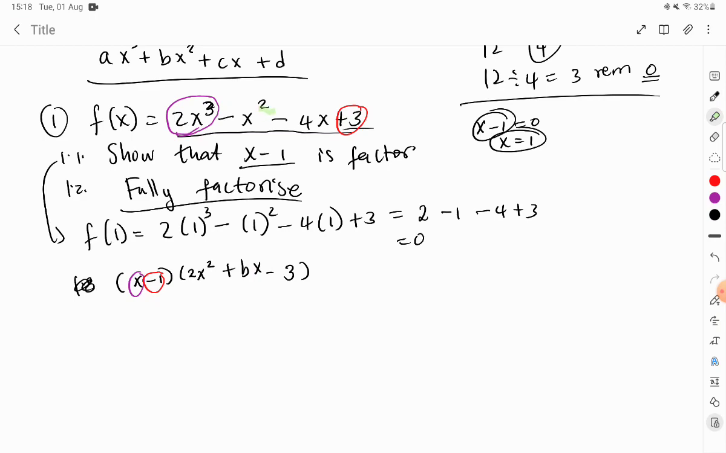To find bx, it's actually simple. So you've got two choices. You can either use minus x squared or you can use minus 4x. I prefer using minus x squared, it's quicker. So what you're going to do is you just write minus x squared. Then you go back to your expression. Okay, this is f of x. But yeah, you go back to your expression.